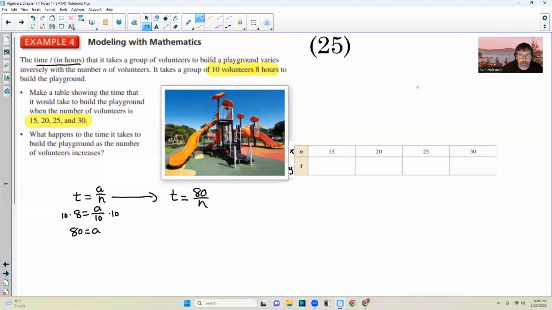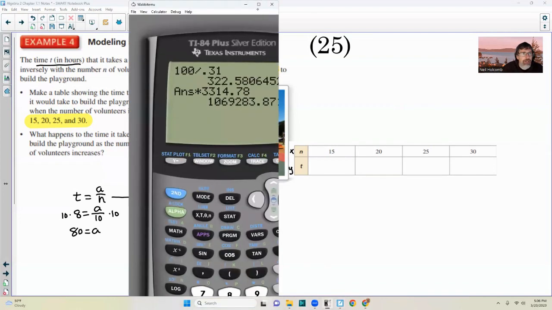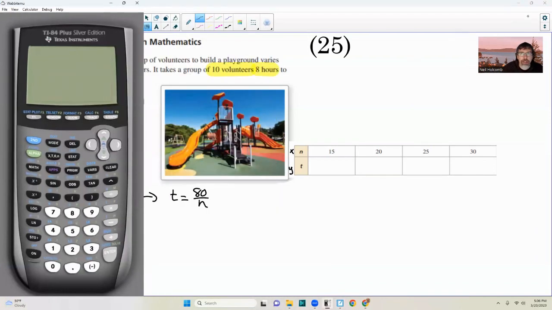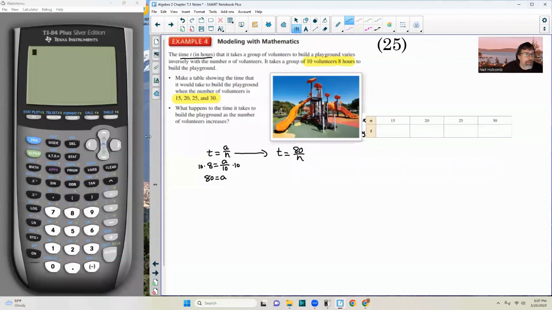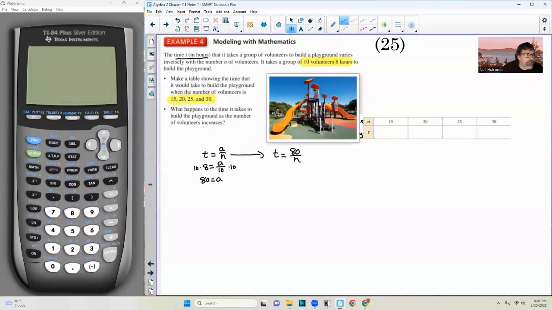I'm just going to use my calculator here to make life easier. Okay, here we go. So I want 80 divided by 15. So t equals 80 divided by our n, 80 divided by 15, and that's going to give me 5 1/3. So 80 over 15 is 5 hours, and 1/3 of an hour is 1/3 of 60, which is 20 minutes. Keep that in mind too. And we just keep doing that.